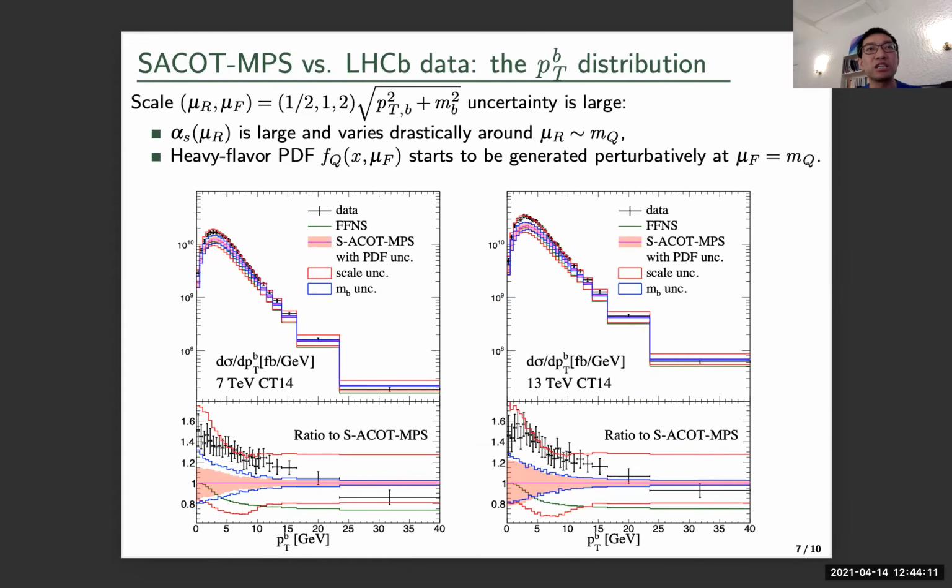We have calculated B quark production at LHCb. We compare with the existing 7 TeV and 13 TeV data. Here we show this ratio plot. We normalize to our theoretical prediction. We found that our theoretical predictions suffer large uncertainty, mostly from the scale uncertainty, which shows as the red bands. With this band, we can get a good agreement with the data, but this uncertainty should be treated in order to get a better understanding of theoretical calculations.